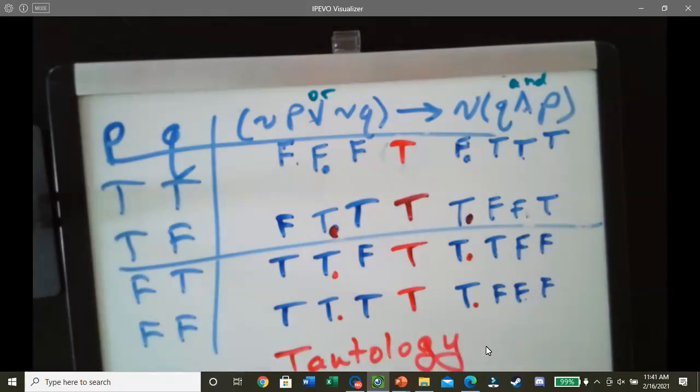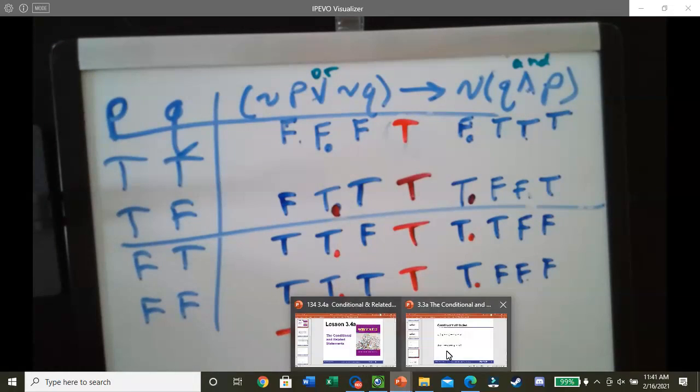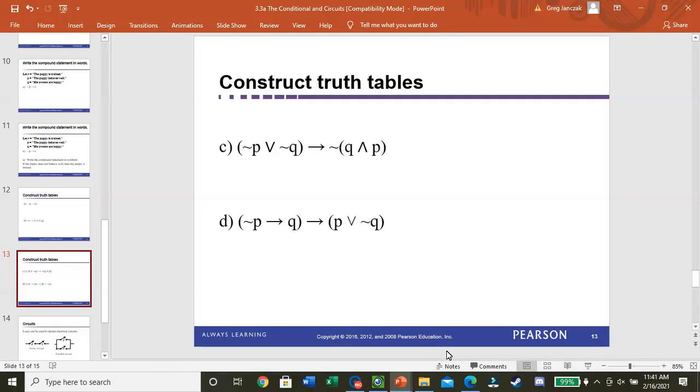When they're all true, that is a tautology. All right? Questions there? All righty. So we're getting there. It just takes practice. Okay, so we good? Can we go on to the next one?